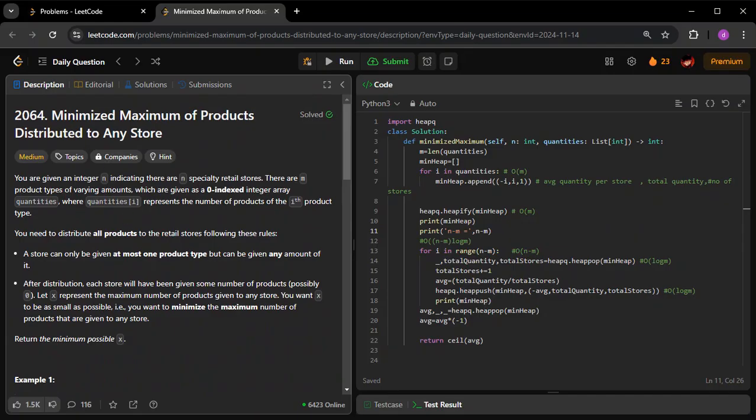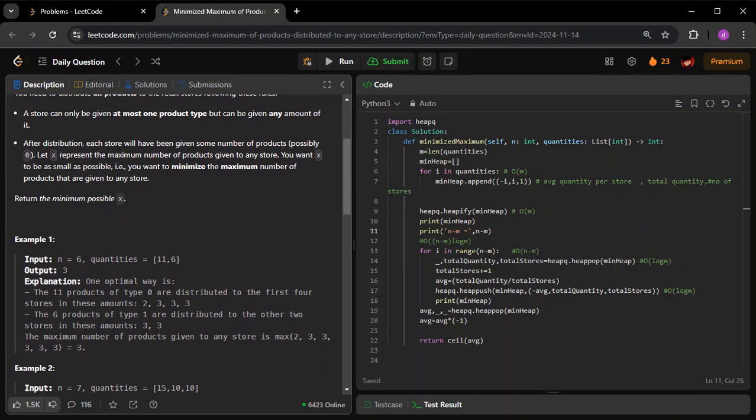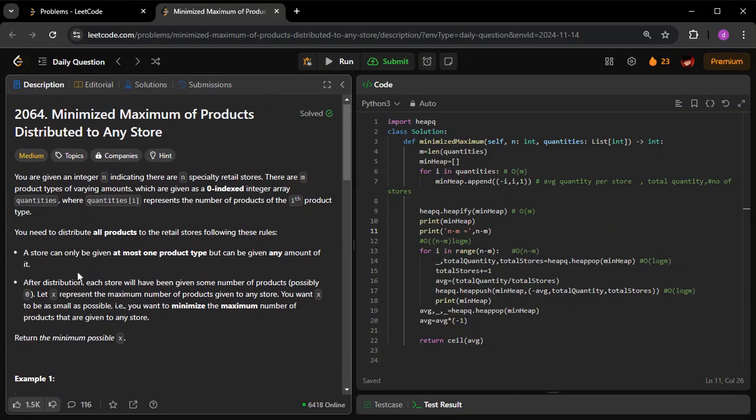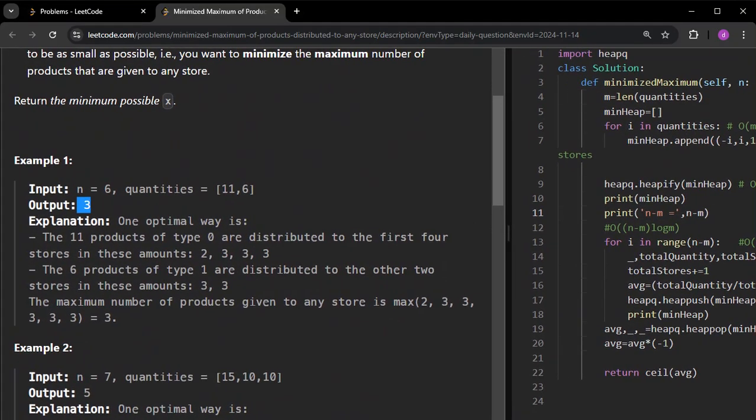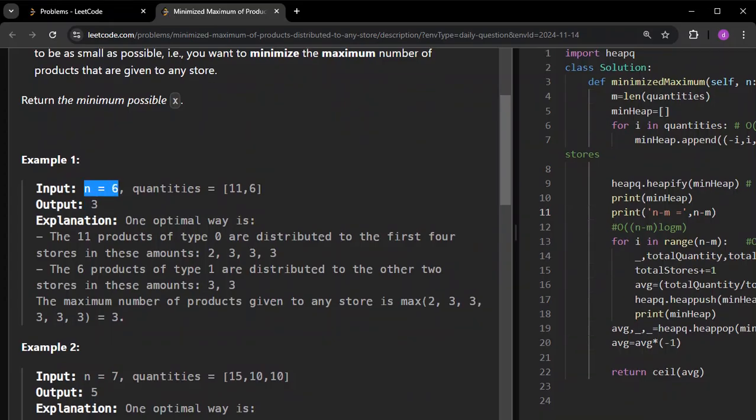2064, Minimized Maximum of Products Distributed to Any Store. So what is that? Basically, you are given n and you are given a quantities array. Before starting, let me tell you something. n represents how many stores you have. Each value in the array represents a particular type of product, and it also represents the number of that particular product. That is, the product of type 1 has 11 such samples. Similarly, the product of type 2 has 6 such samples. And n represents the number of stores. So this is all about this question.